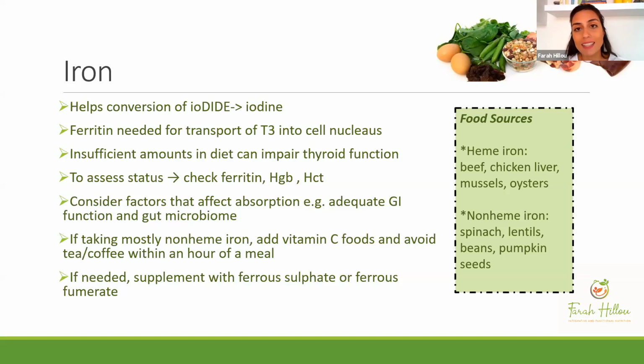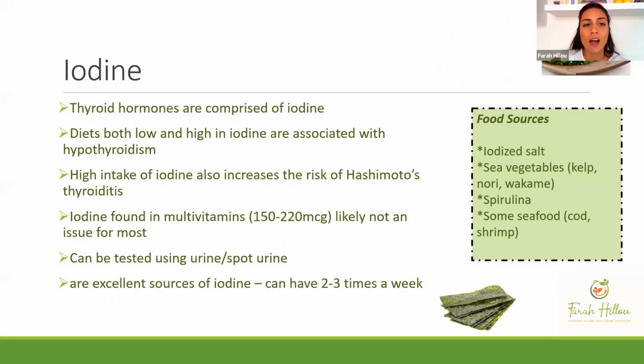On the other hand, tea, coffee, and sometimes even high-fiber foods that contain phytates can negatively affect the absorption of non-heme iron. So having coffee and tea an hour after a meal is recommended, even though in a lot of cultures it's very common to have tea with the meal. So that's one thing to keep in mind.